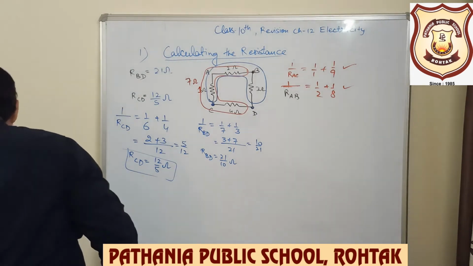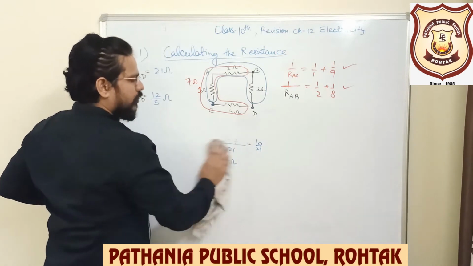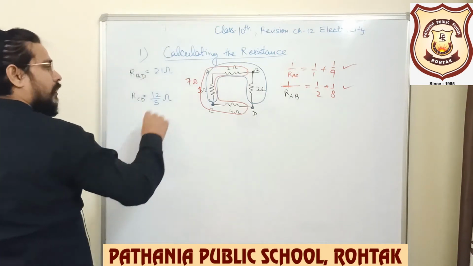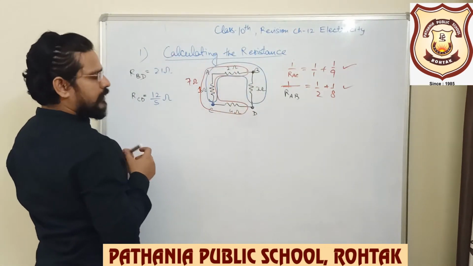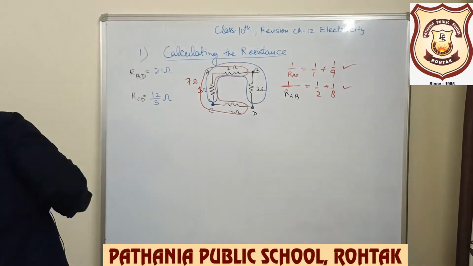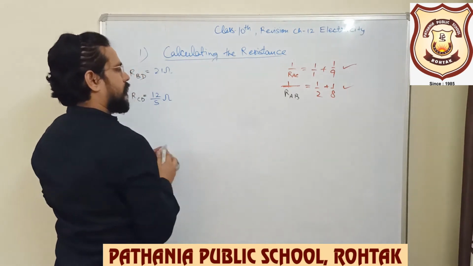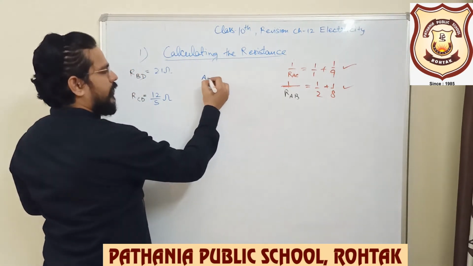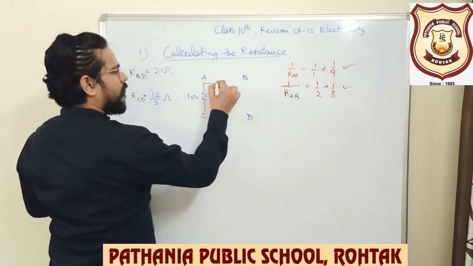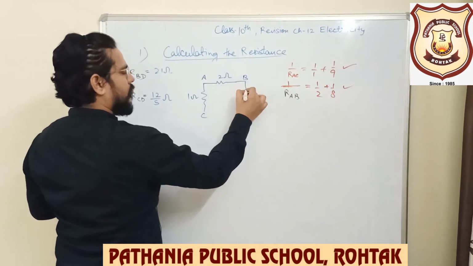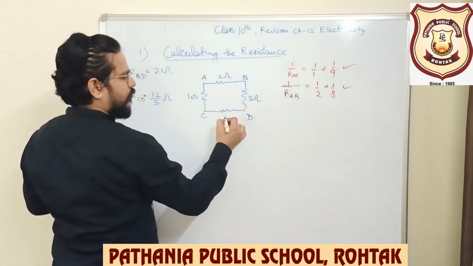Now it is not necessary that every time you will be asked for the values which are AB, BD, CD or AC. The examiner might ask something else. I will draw the diagram again for you. A, B, C, D, 1 ohm, 2 ohm, 3 ohm and 4 ohm.